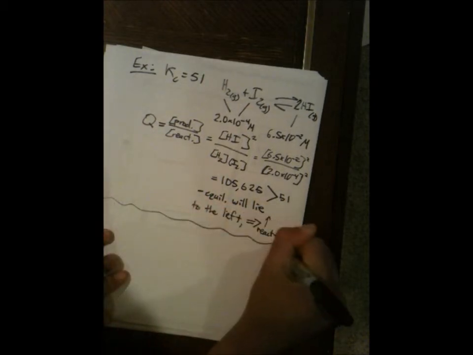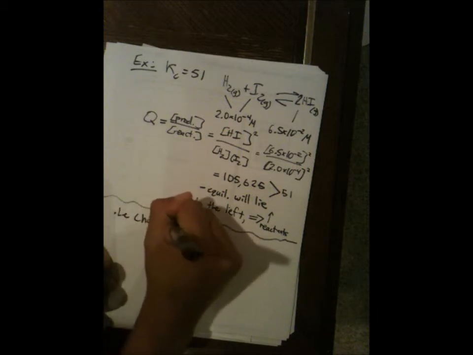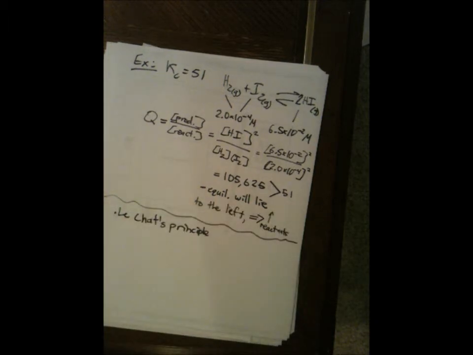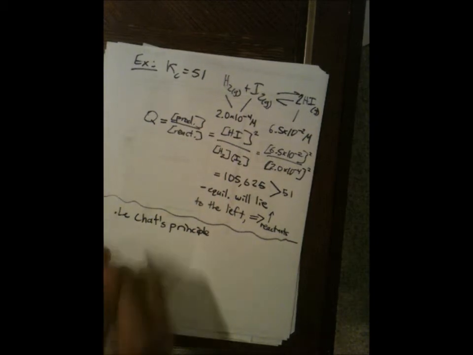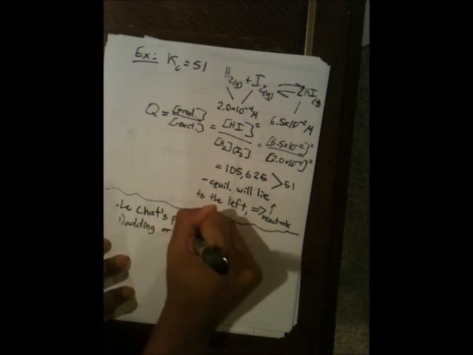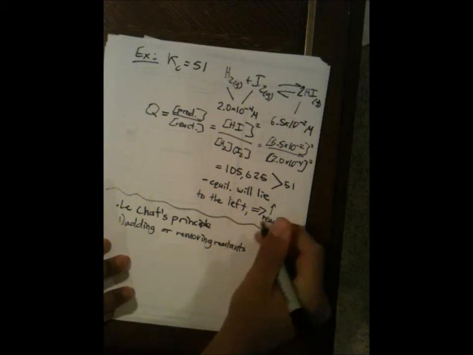So Le Chatelier's principle, I'm just going to call it Le Chat's principle, says that if a system at equilibrium experiences a change in temperature, pressure, or concentration of one of the reactants or products, the system will shift its equilibrium position to counteract that change. Alright? So there are three things which can cause a change. You got one, adding or removing reactant or products.